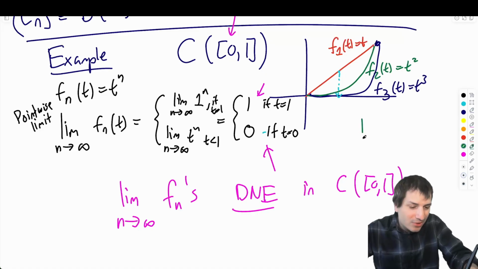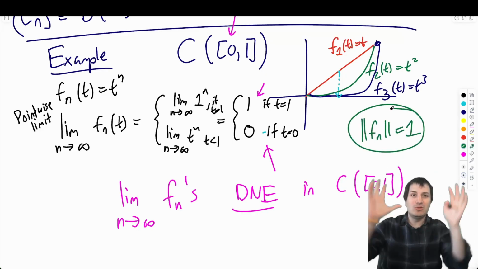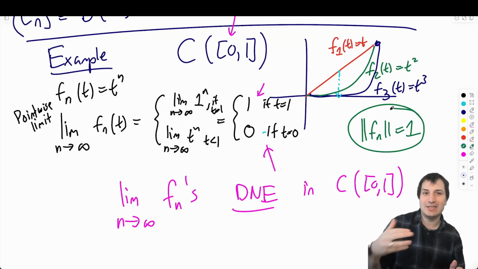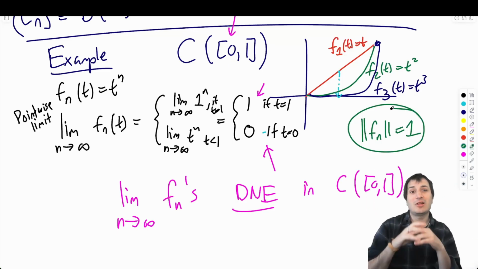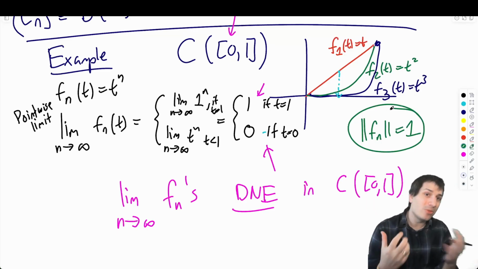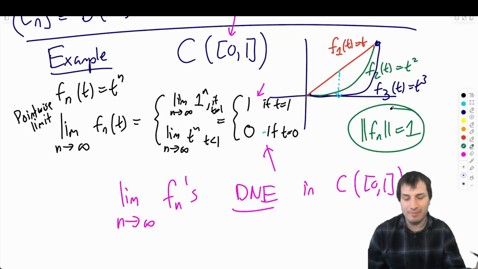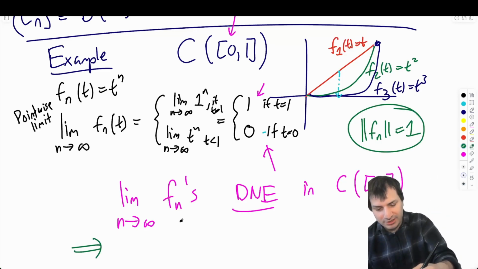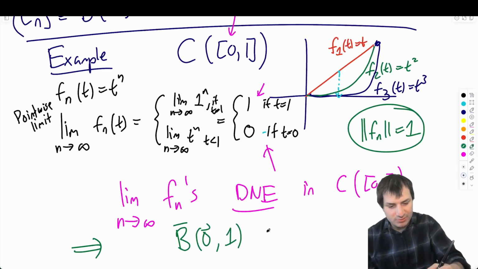I guess the last thing you should check, and maybe I was doing this without saying, is that the norm of the f_n's is always 1. So all of these f_n's live in the closed unit ball of radius 1. So once again, just like in the sequence space, the closed unit ball has sequences with no convergent subsequence. It's not compact. So the conclusion: the closed unit ball around the 0 vector with radius 1 is not compact.